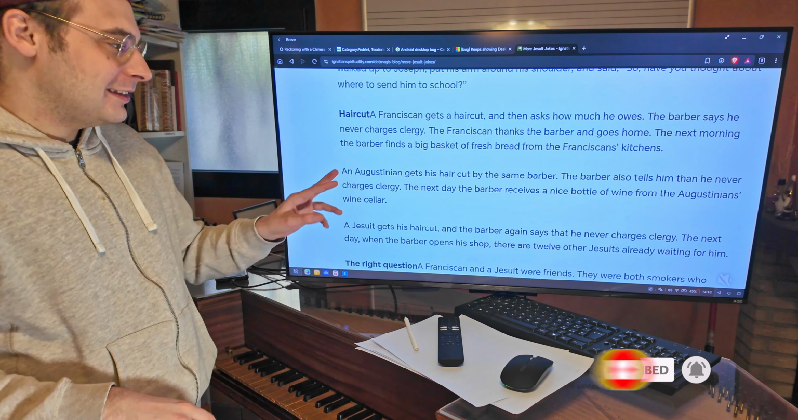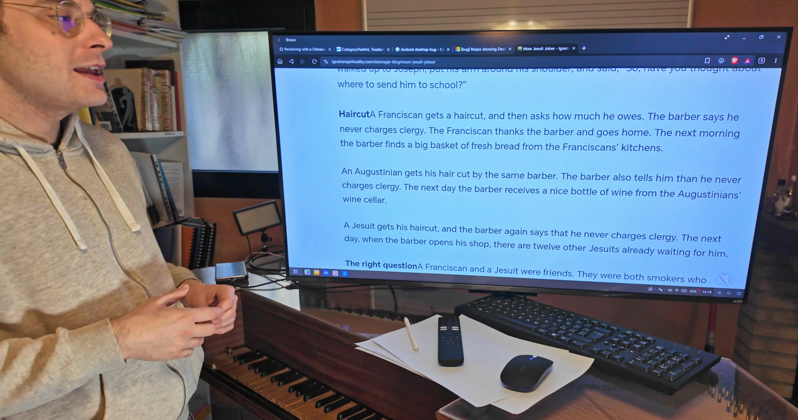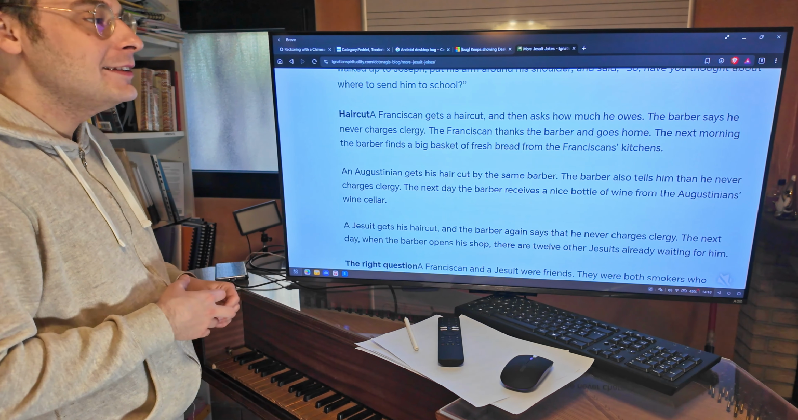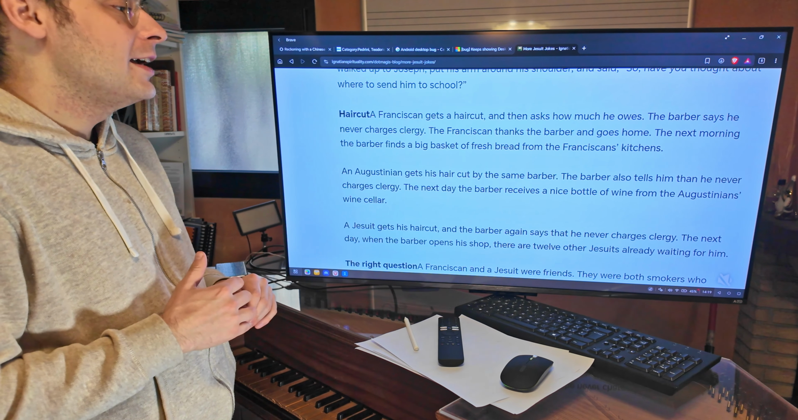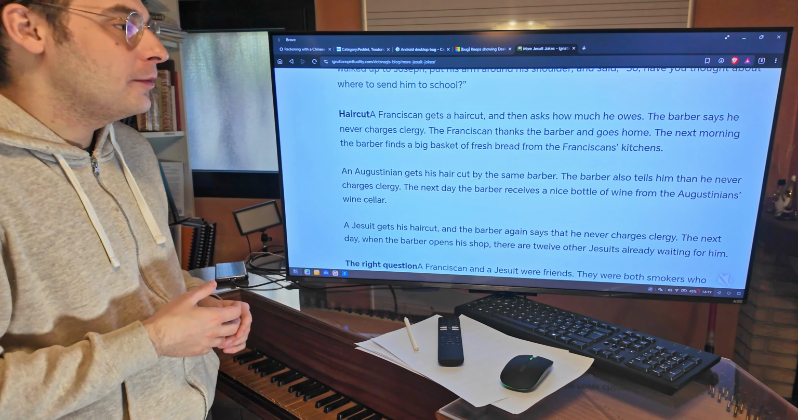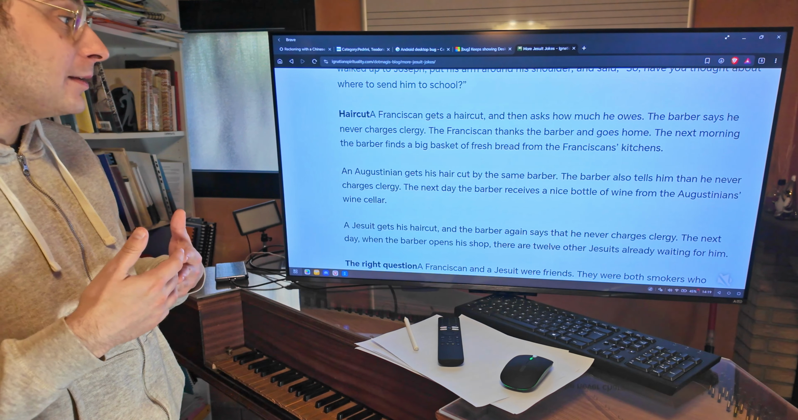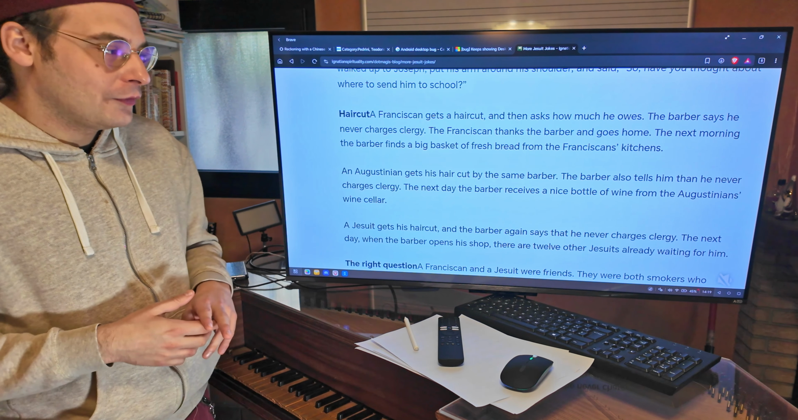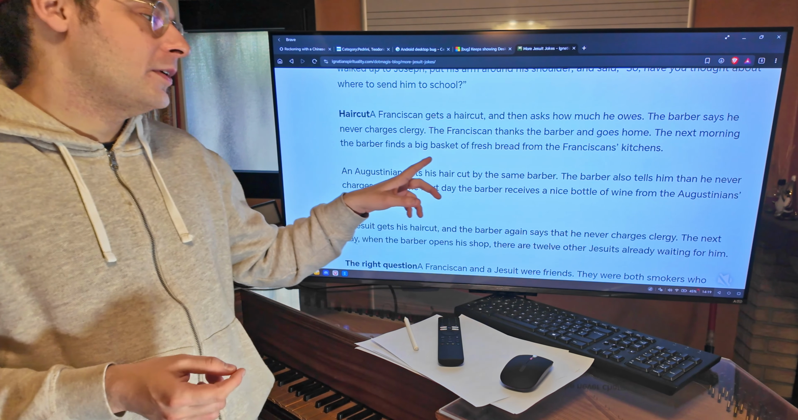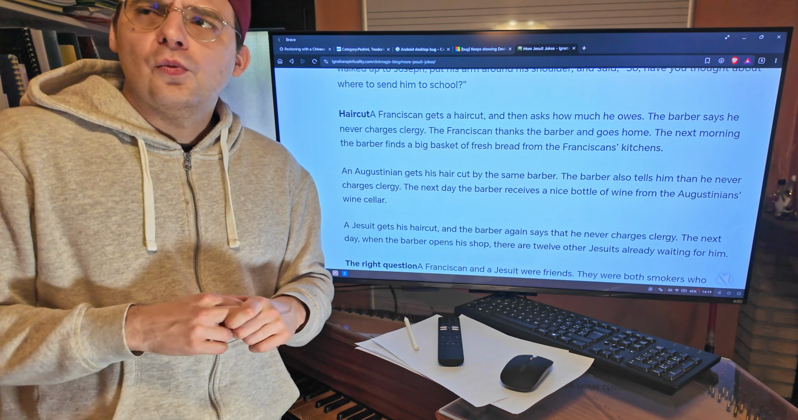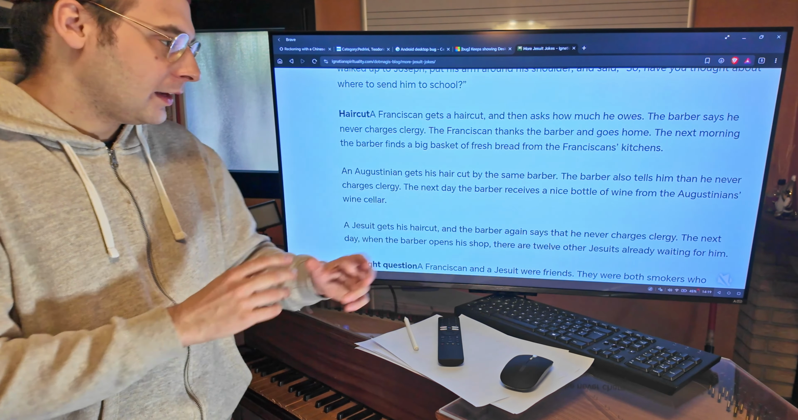We say Franciscan. A Franciscan gets a haircut and then asks how much he owes. The barber says he never charges clergy. The Franciscan thanks the barber and goes home. The next morning, the barber finds a big basket of fresh bread from the Franciscan's kitchen. In the Italian version, there's not a big basket of fresh bread, but there was a cross.